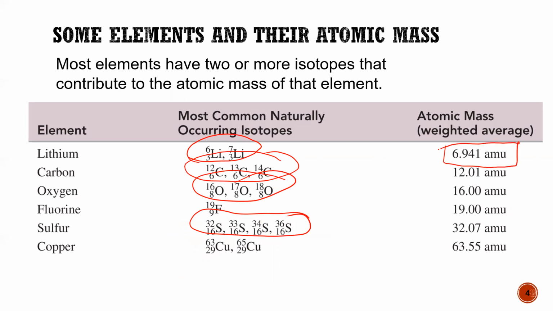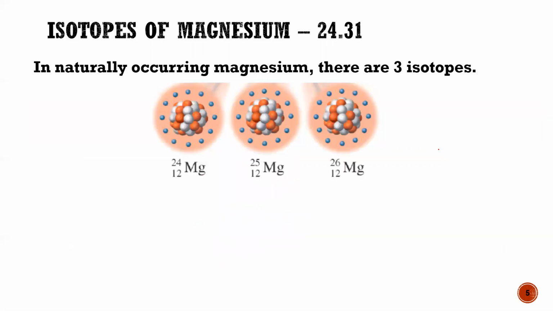Now, the average atomic mass typically is not an integer. So you might be thinking, well, wait a second, why is it on the periodic table? If I look at magnesium in that 12th position on the periodic table, it's 24.31. It might say 24.305. I'm just rounding to the hundredths place, and that's okay to make things simple.